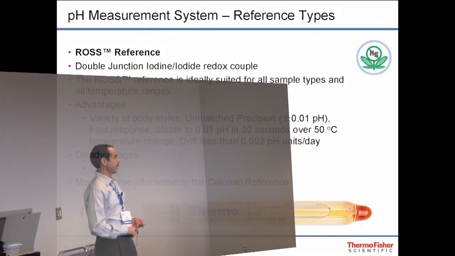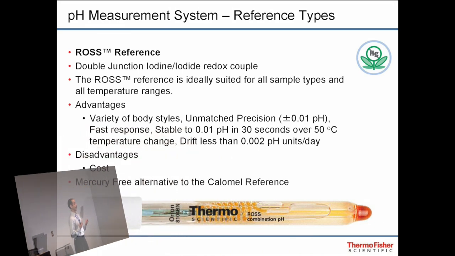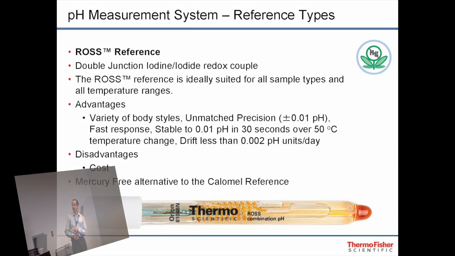So the other option that's available is called the Ross electrode. And the Ross electrode has a reference inside that's made out of iodine. So it's not a metal, it's a liquid, and that iodine responds very quickly to different temperatures. The iodine gives you great repeatability, plus or minus 0.01, very fast response, 30 seconds regardless of the temperature, and then it is a double junction design, so you don't have any drifting or clogging of that electrode.